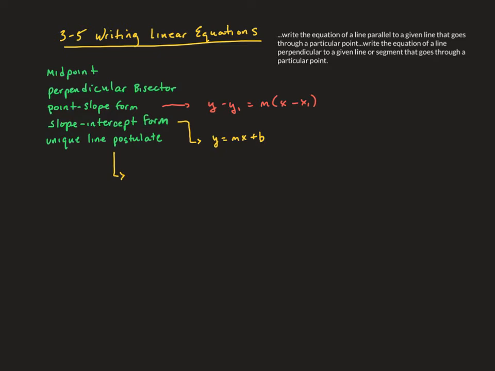So we are going to be trying to write equations of lines that go through points that we are picking, that are perpendicular and parallel to other lines that we are using. As we go through that, just remember some of those characteristics: for parallel lines, the slope is the same; for perpendicular lines, the slopes are negative reciprocals.